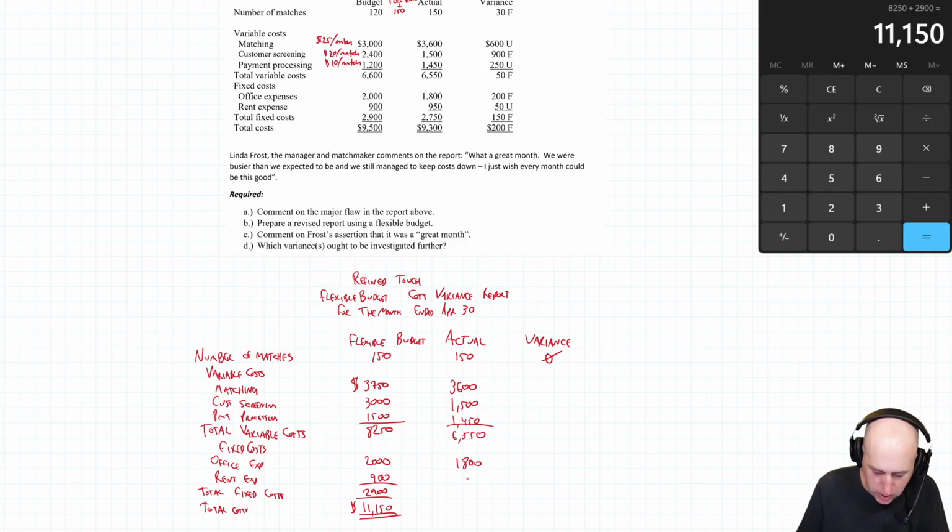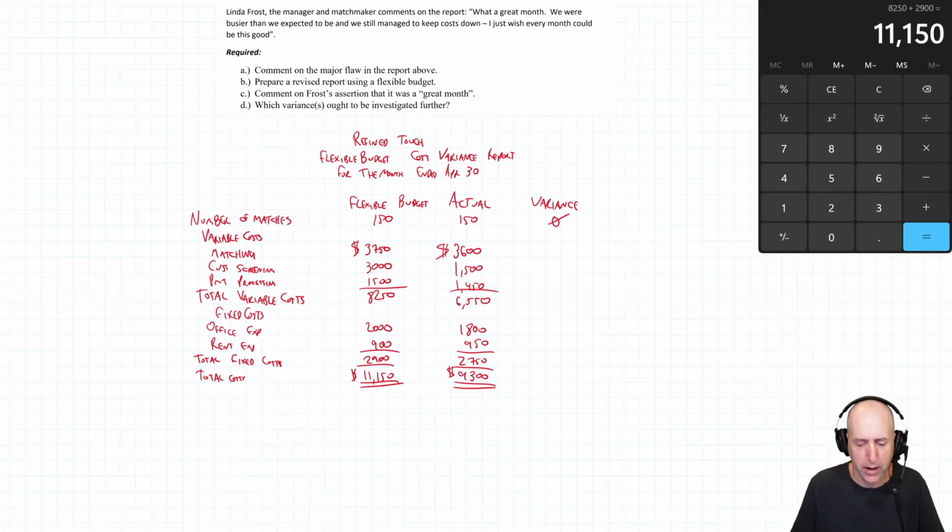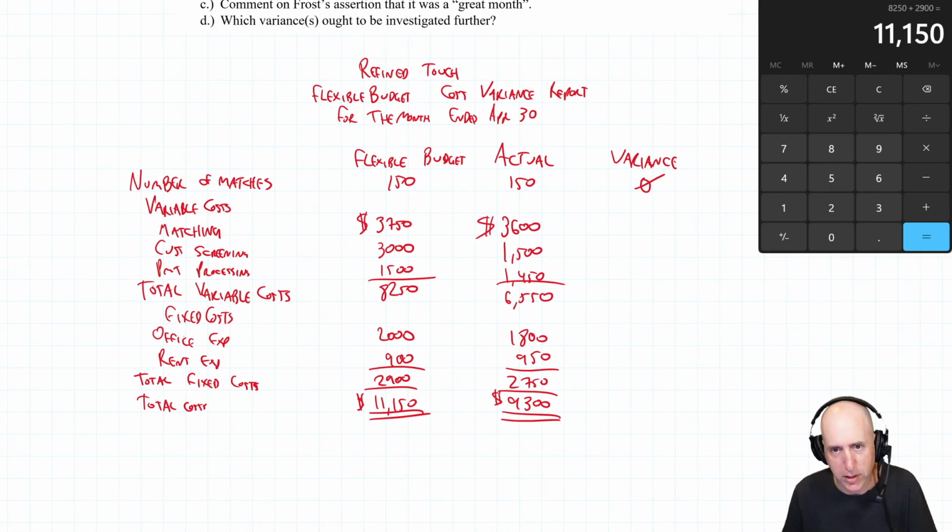Actual office expenses were $1,800. Actual rent, $950. For $2,750 there. And the grand total of our costs, $9,300. Dollar sign at the top and bottom. Okay, so now we want to compare our flex budget and our actual.